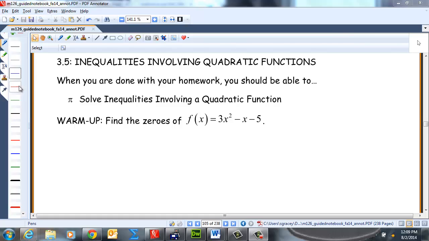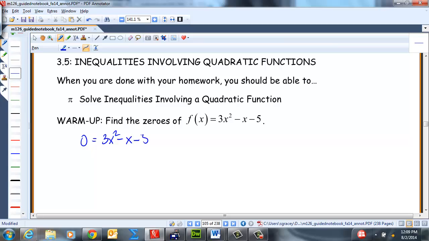Okay, let's see how you did. To find the zeros of this function, we set the function equal to 0 and solve for x. You can look at factoring this, or if you're not a fan of factoring, we can use the quadratic formula. Remember that x is the opposite of b plus or minus the square root of b squared minus 4ac, all over 2 times a.